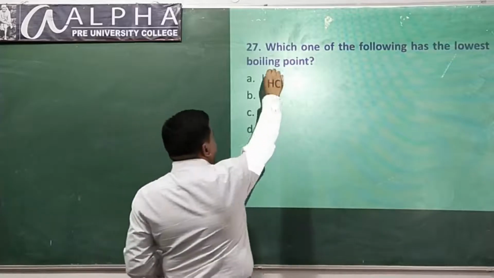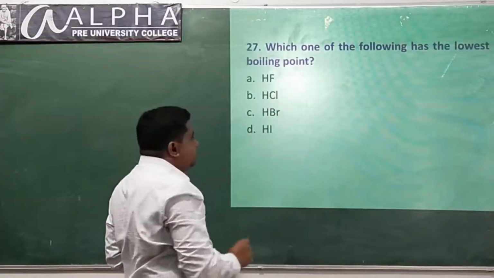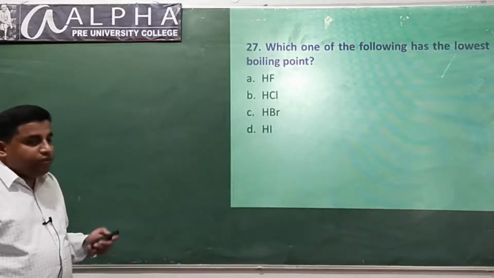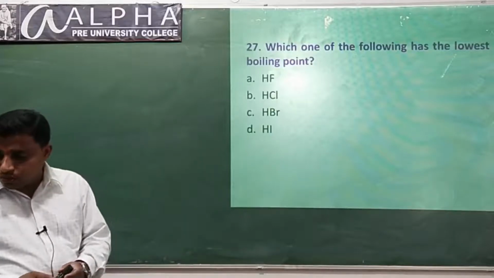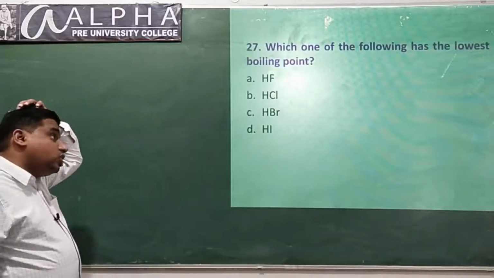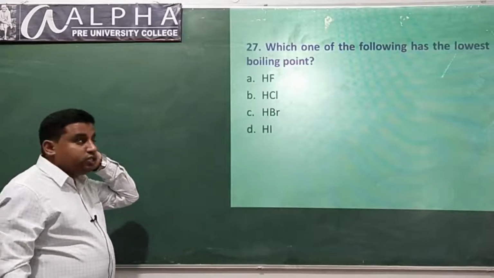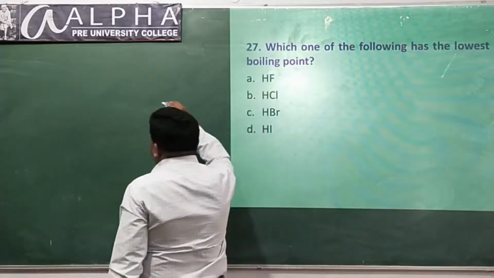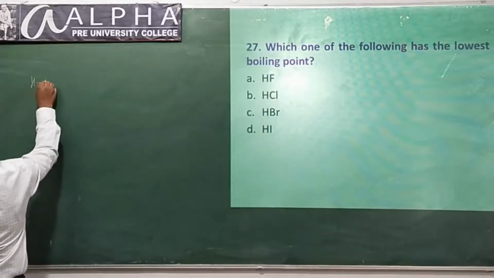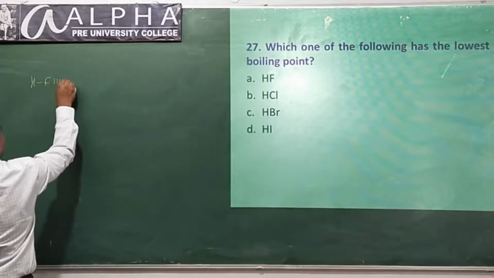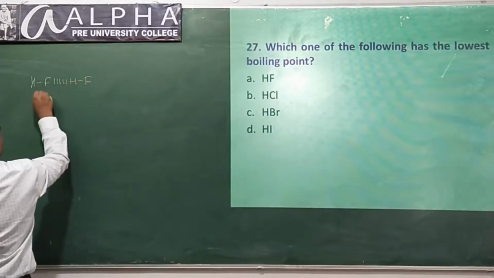So we have hydrogen fluoride, hydrogen chloride, hydrogen bromide, hydrogen iodide. We discussed the same type previously also. Which one of the following has lowest boiling point? See students, hydrogen fluoride molecules are held by hydrogen bond. We know this very well by now at least.